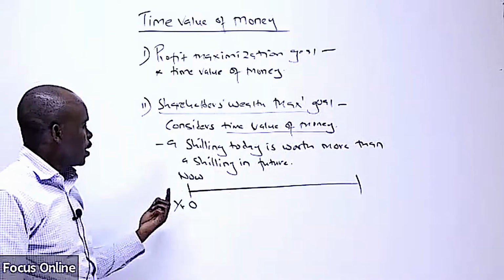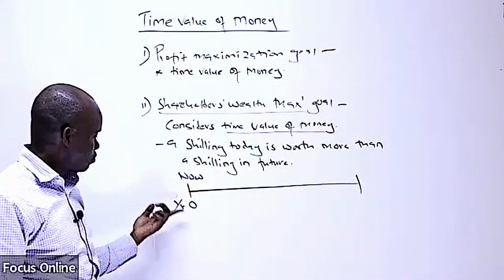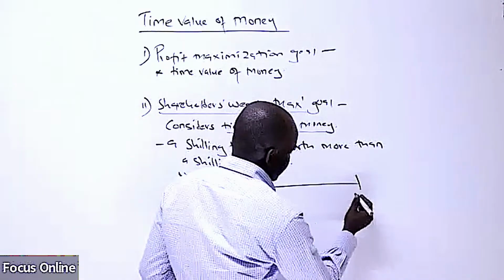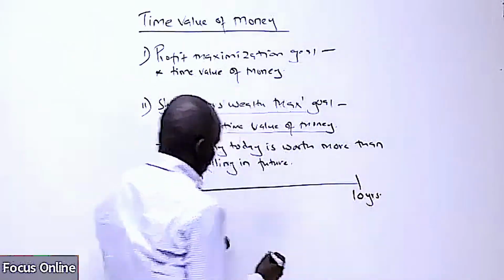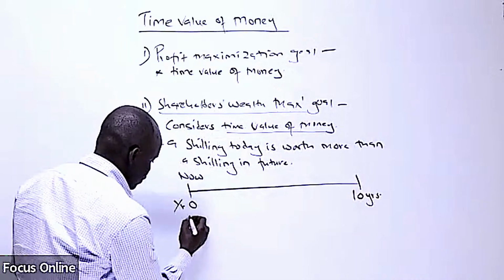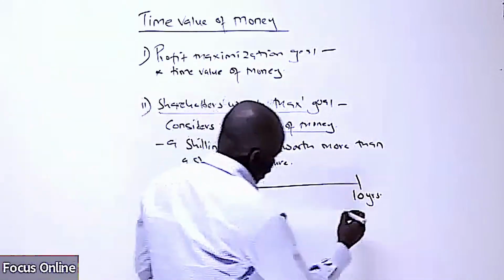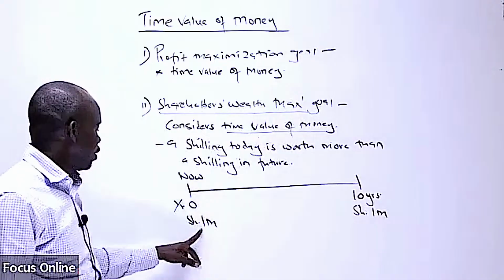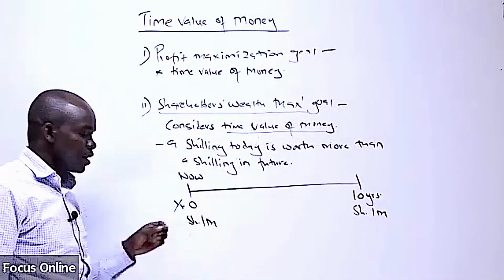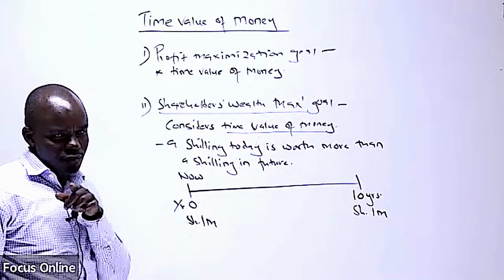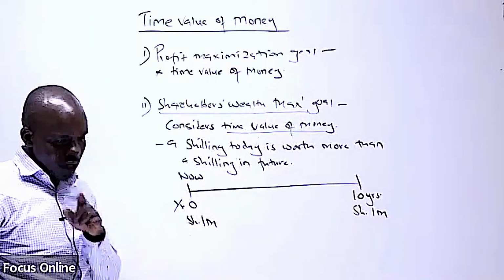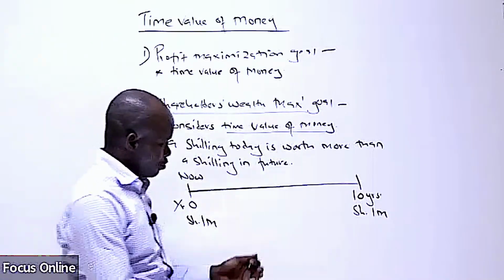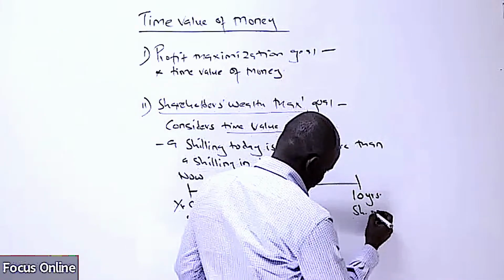And I'm saying, assuming here that this is year 0, today, and we have 10 years to come. So we have 1 million shillings today here, and here we have 1 million shillings. So we're talking about the value of 1 million shillings today. If you remember what I said, assuming someone tells you that I give you 1 million shillings today, or you wait, I give you 2 million shillings after 10 years.